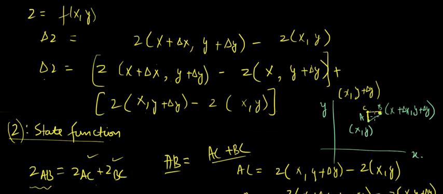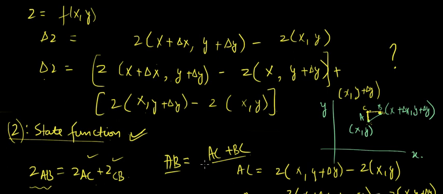Let's suppose pictorially we have point A and point B. Point A is x comma y and point B is x plus delta x and y plus delta y. On top of it we have these two points as functions of z. We are considering that z is a state function, so z from A to B can be written as z from A to C and from C to B. This is not B to C, this is C to B. So as z is a state function, z of A to B can be written as z of A to C plus z of C to B.